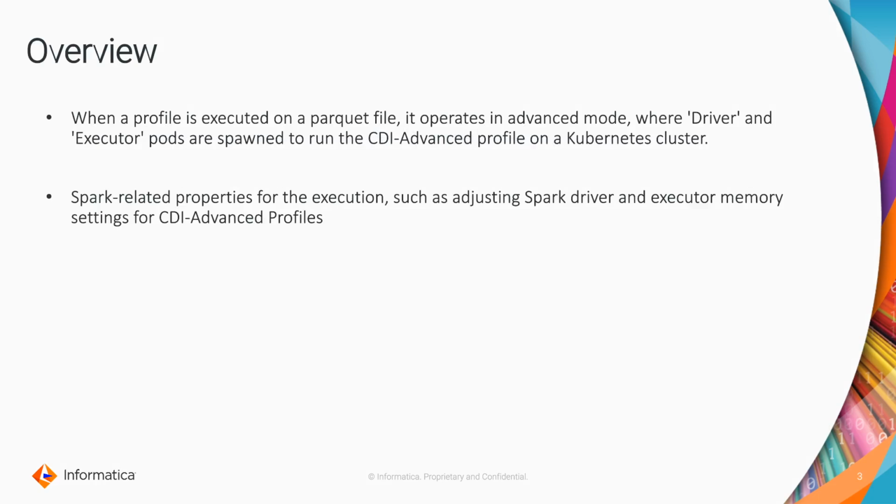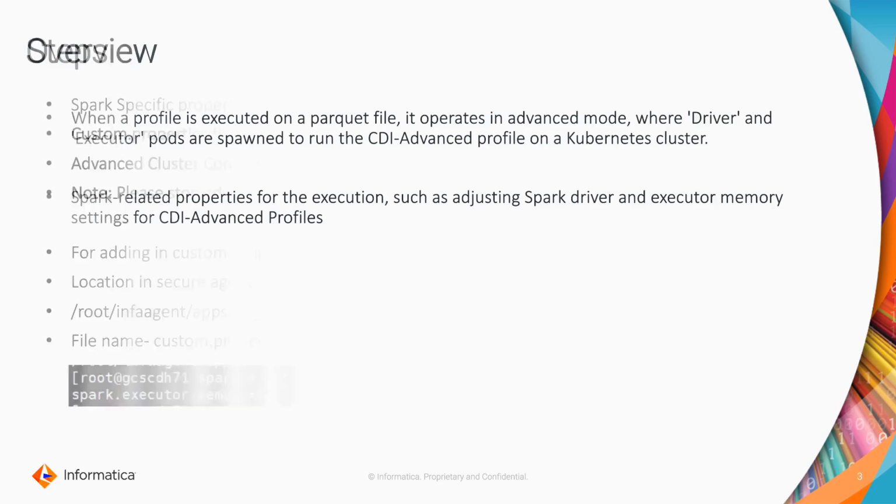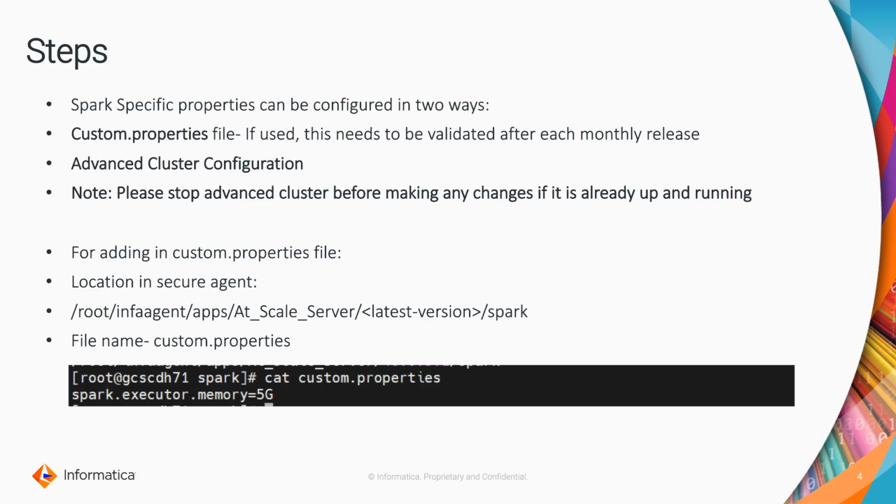When a profile is executed on a Parquet file, it operates in advanced mode where driver and executor pods are spawned to run the CDI advanced profile on Kubernetes cluster. Spark related properties for execution can be updated, like Spark driver and executor memory and custom Spark properties. Now let's see how we can configure the Spark properties for Parquet profile or profile running on the advanced cluster.